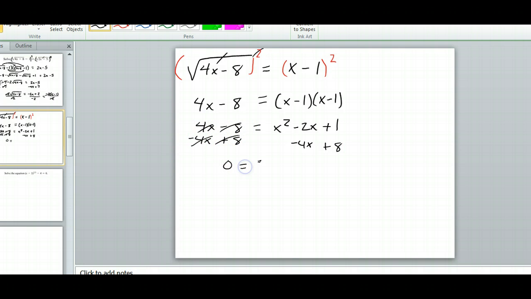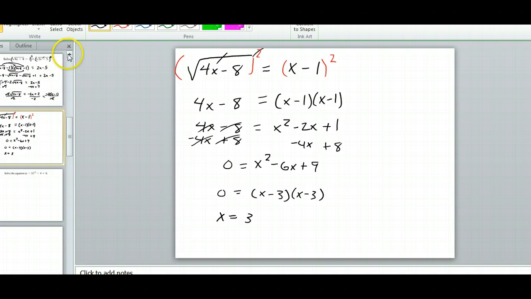So 0 equals x squared minus 6x plus 9. This will factor again to x minus 3, x minus 3. So both factors are the same, so we really only need to solve one of them. The only proposed solution is x equals 3. It's multiplicity 2, but it's our only solution.